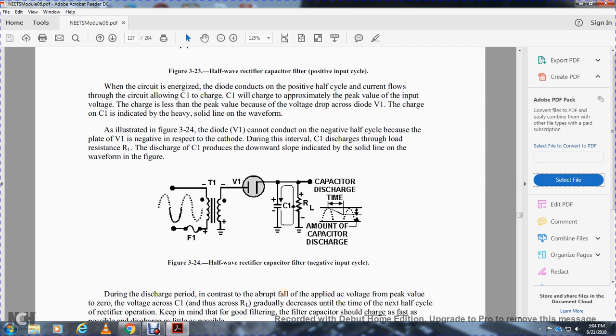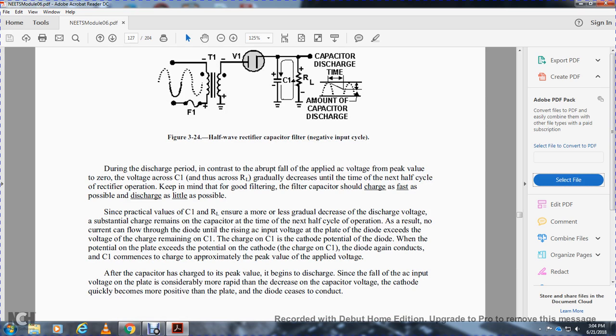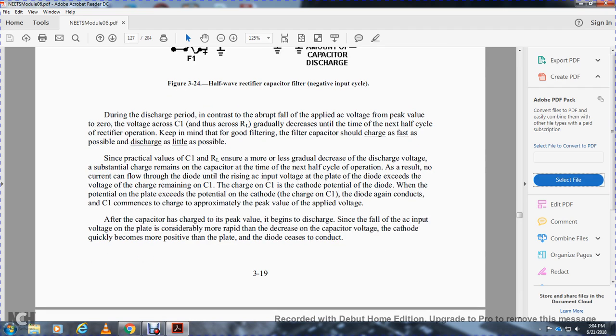During the discharge period, the voltage across capacitor C1 and the load resistor gradually decreases until the time of the next half cycle. Keep in mind, a good filter capacitor should charge as fast as possible and discharge as little as possible. Since practical values of capacitor and load resistor ensure a gradual decrease of the discharge voltage, with some substantial charge remaining on the capacitor in the next half cycle, no current flows through the diode until the AC input voltage rises.